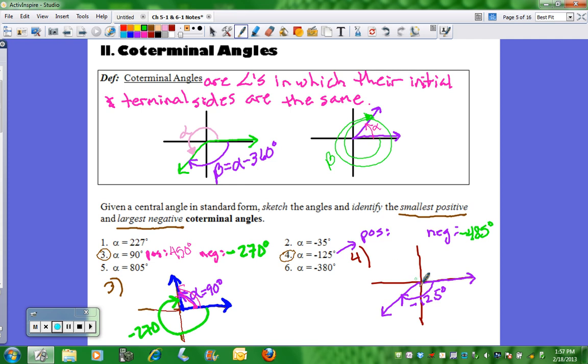And so what happens is if I continue and go one more time, it would actually give me a smaller negative. So I need to do the reverse, and I need to go this direction instead, right? So that's 360 minus the 125, and that's going to give me 235 degrees.